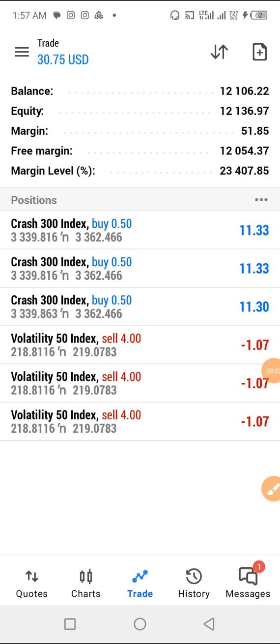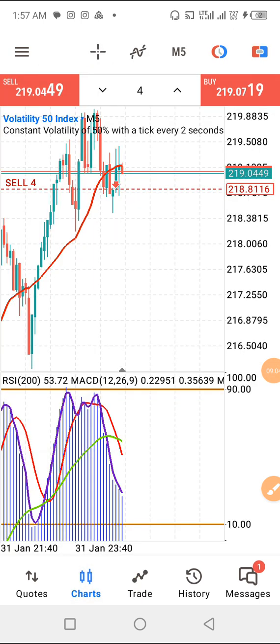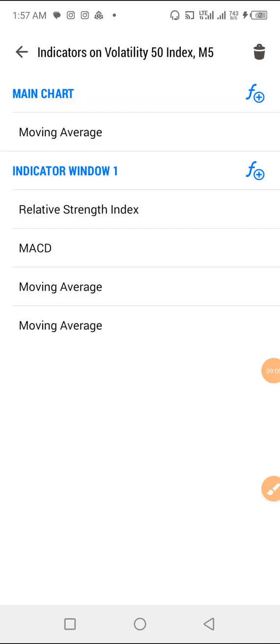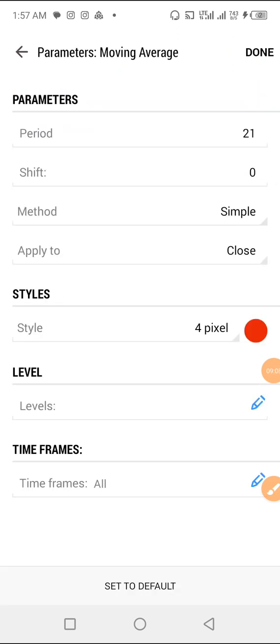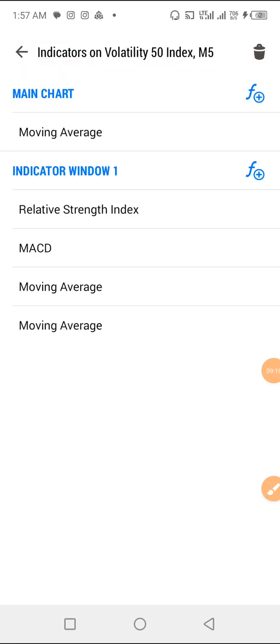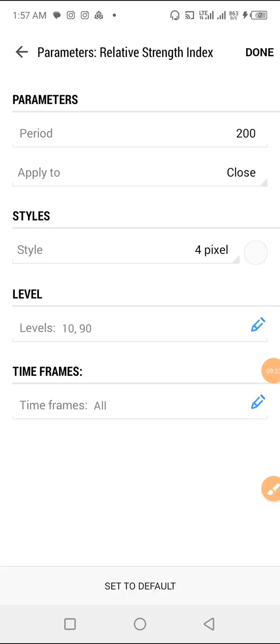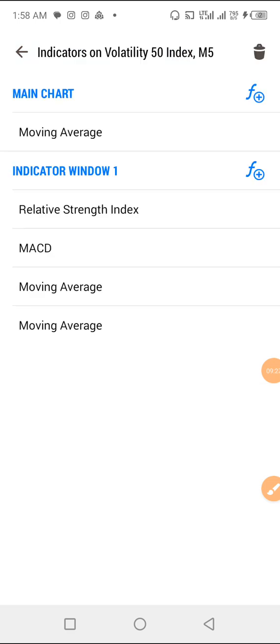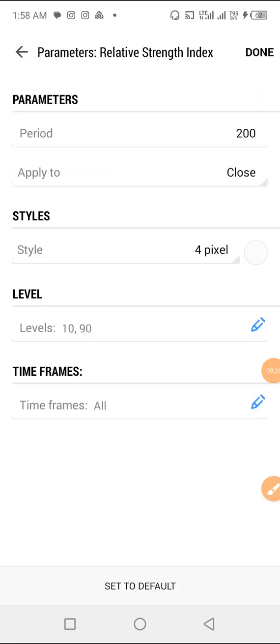Now let me show you the settings for this strategy. On the main chart, we have moving average 50, actually moving average 21, simple, close, use any color of your choice. Then in window 2 or window 1, we have the RSI, period 200, make sure it's on background color, then the levels 10 and 90.